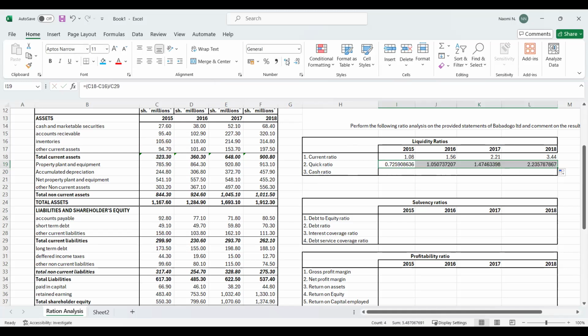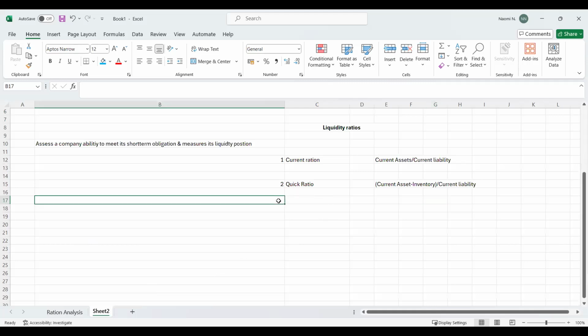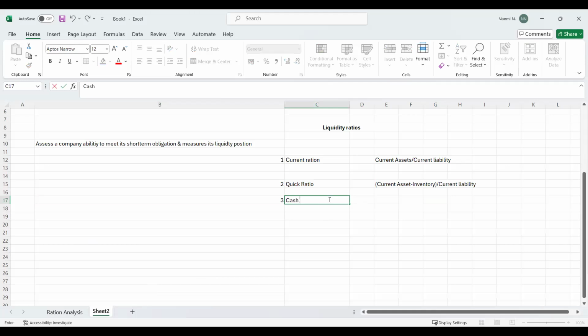Okay, so this is what we have done. Then when we go here, it is the same. It is going to the next year, and the next year. I am sure that when they bring anything to do with the liquidity ratio, you will be smart to handle it. So we come here and we calculate the cash ratio.